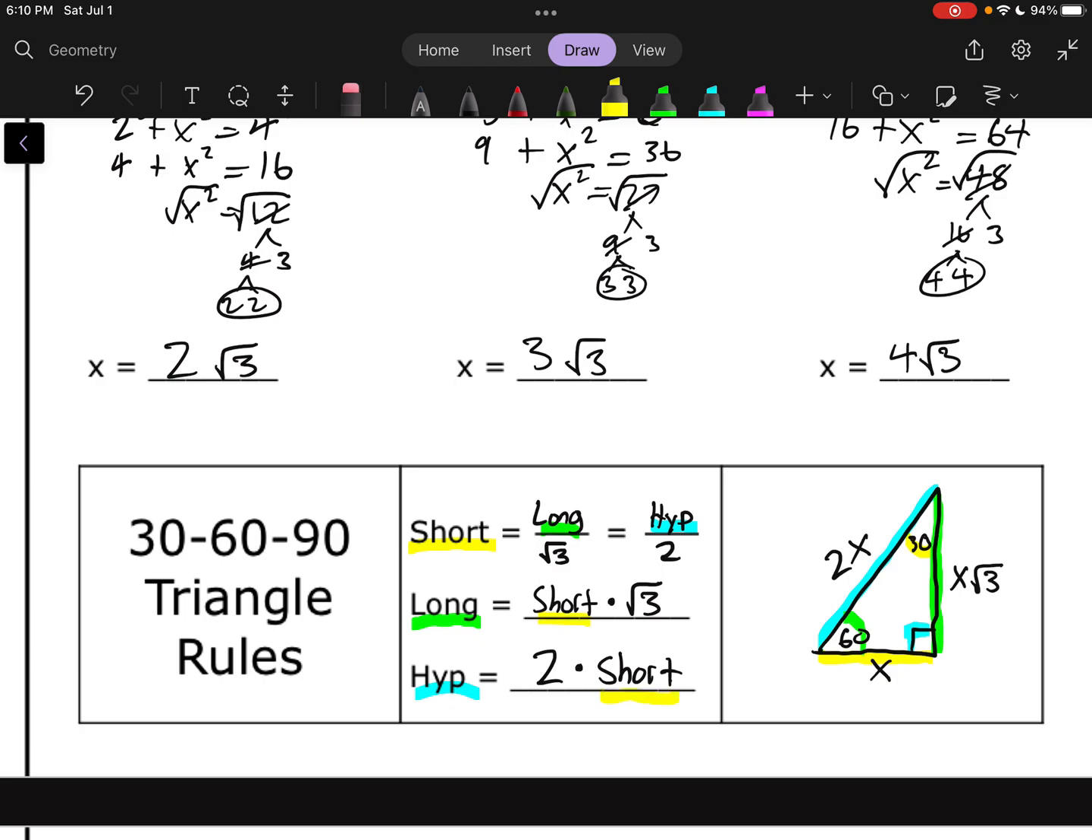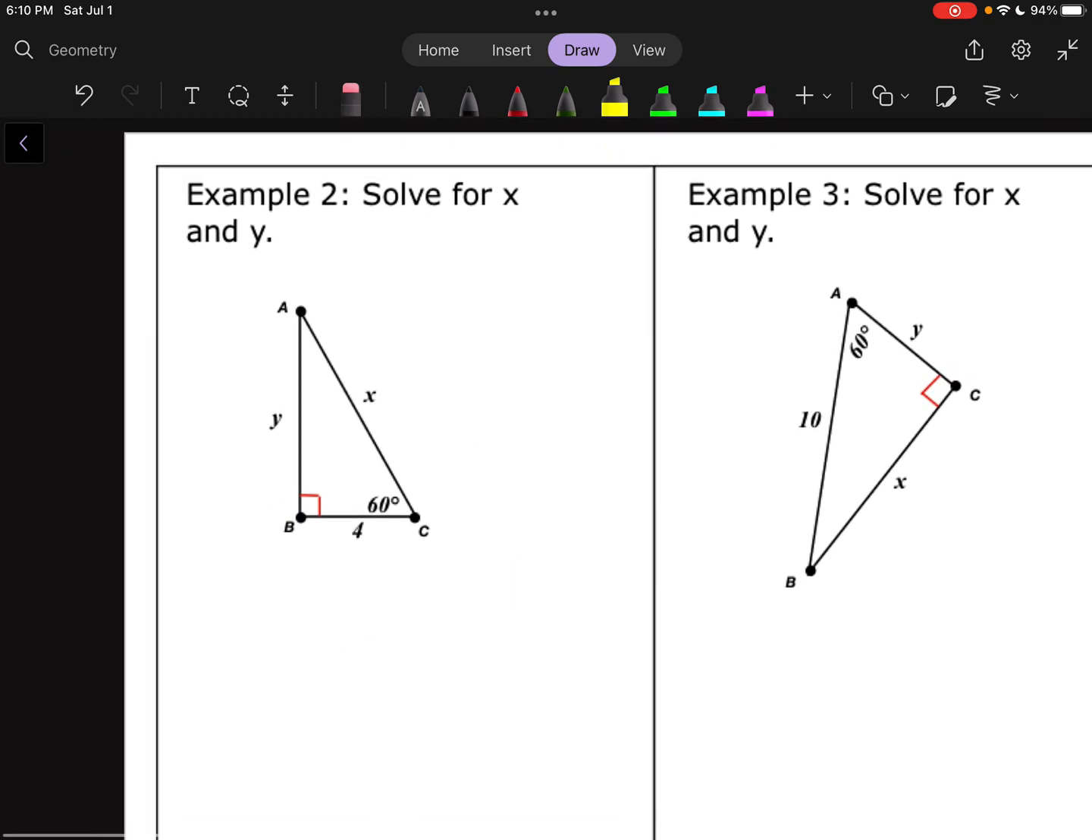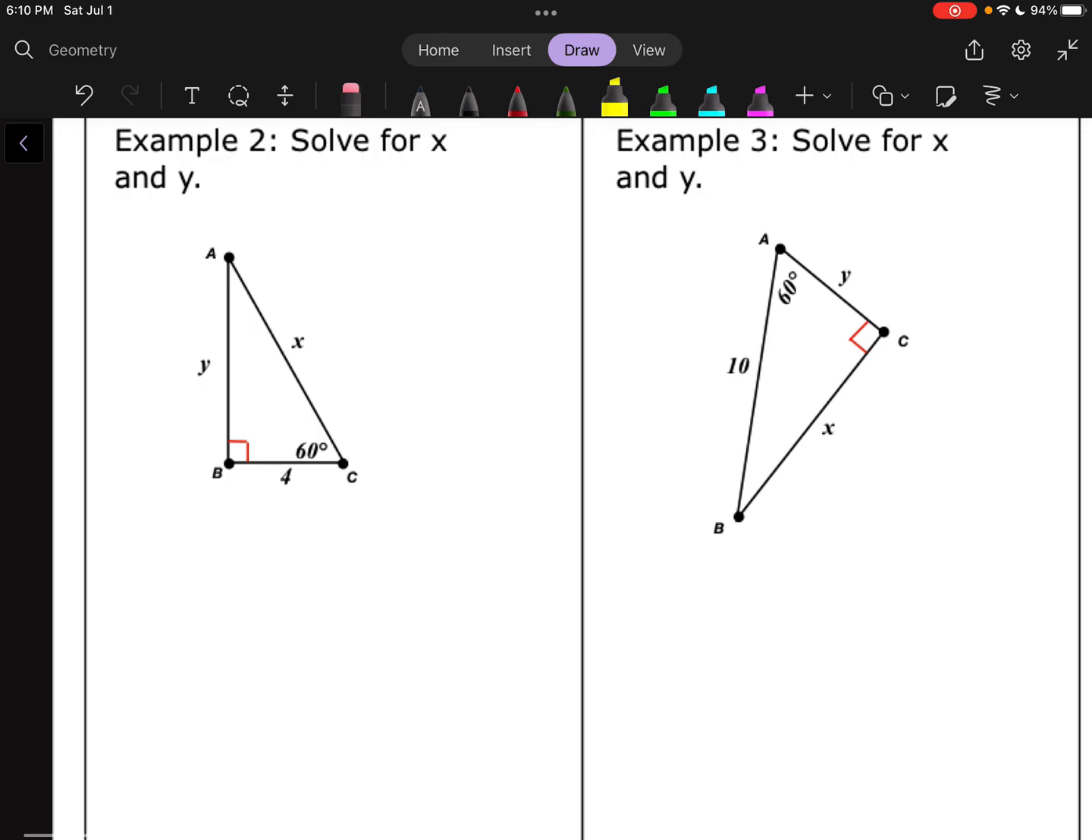So definitely a little bit more going on here than we had with the 45-45-90s. But those are going to be the general patterns that we're going to need to follow. Okay, so let's try a few out. The more we do, the more comfortable we're going to get. So example 2 here on the inside of your little book says solve for x and y.